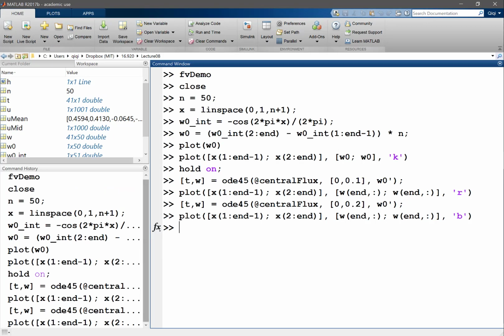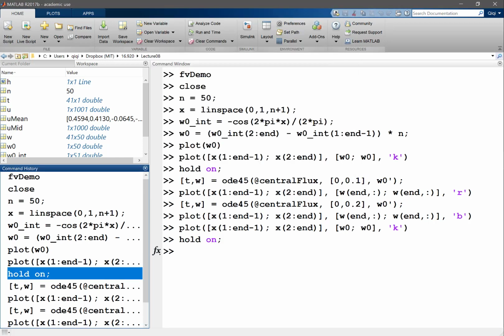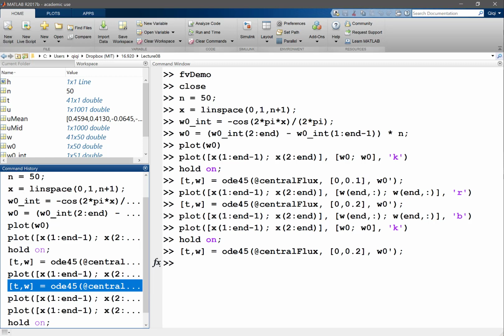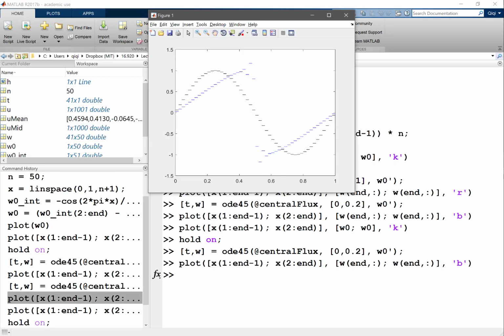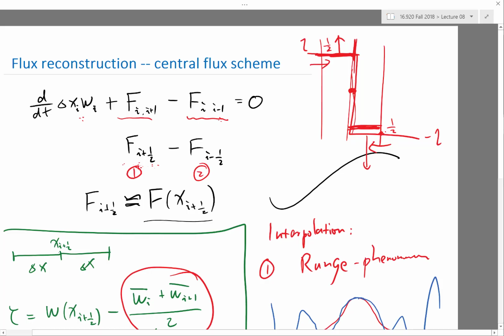Where is my plotting? We'll plot this, hold on, we'll evaluate this. What's the difference between this and this? Okay, so now we actually see much less oscillation, right? There are still oscillations, but they have been tamed quite a bit. So one thing we see is that we really want to directly approximate the flux as opposed to doing it indirectly.